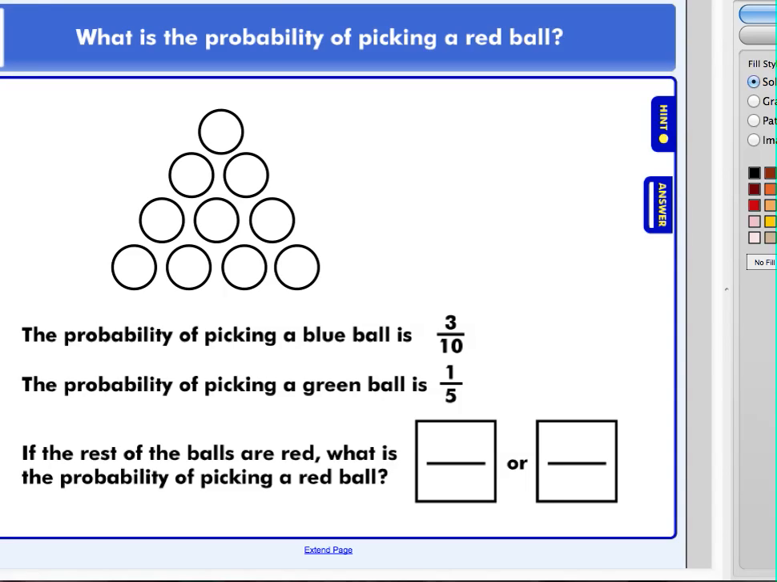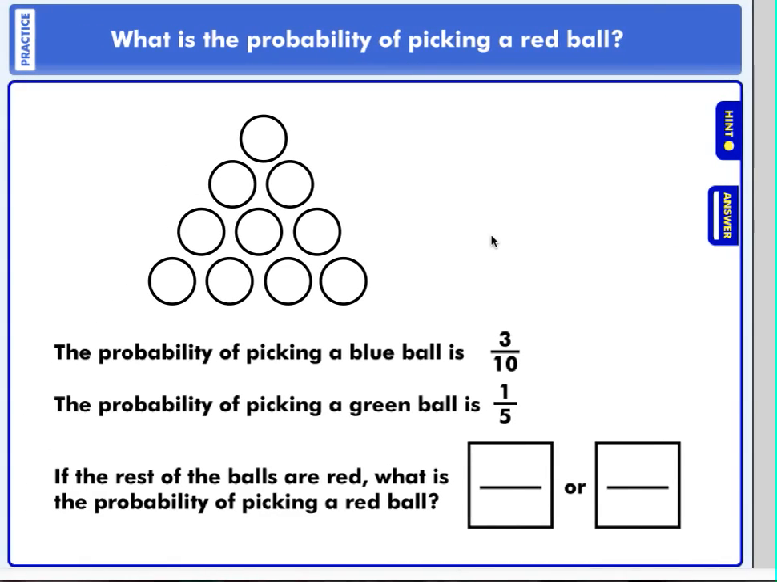Sometimes probability questions look like this. What is the probability of picking a red ball? Okay, well, remember I told you we always need to know how many possibilities there are in all. So we need to know how many balls we have here. So if we count them up, we have 10 balls.